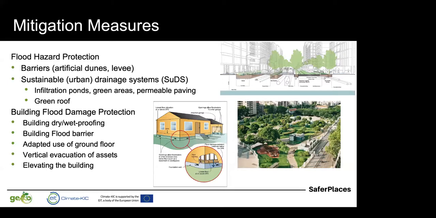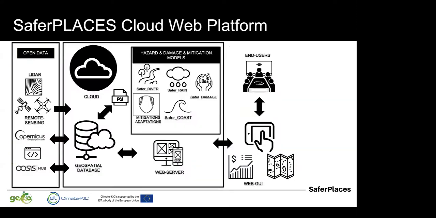We have structural mitigation measures that can be tested in the platform, for example, barriers like artificial dunes, levees, or walls, but also the implementation of sustainable drainage systems, for example, infiltration ponds, green areas, green roofs, and permeable paving. And we also have a specific set of dedicated mitigation measures for buildings. So, for example, flood barriers for buildings or building dry and wet proofing and other kinds of damage protection specific for buildings. So this is the framework of the platform.